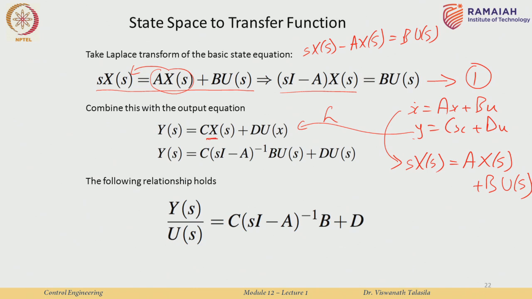Now what we are going to do is to take this X(s), which we have computed over here, X(s) is equal to (sI minus A) inverse B times U. So from equation 1, X(s) is nothing but (sI minus A) inverse B U(s), right. So I take this X(s) and I substitute this. There is a small correction to be made in the slide. This is not U of x, this should be U of s. Alright, let us continue.